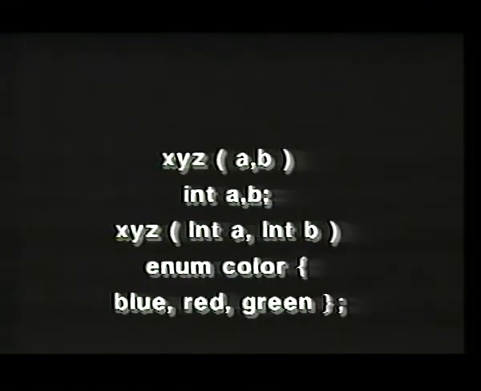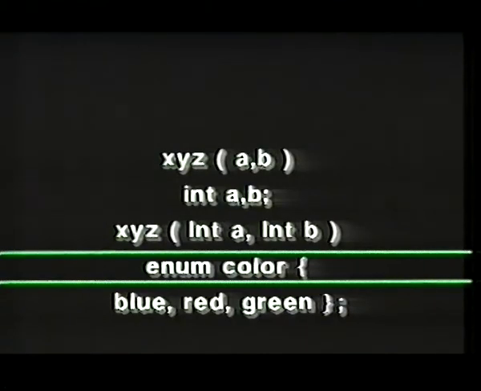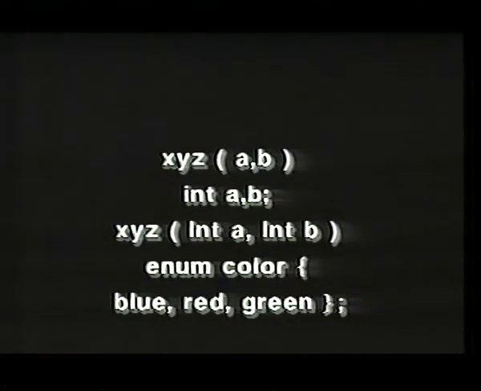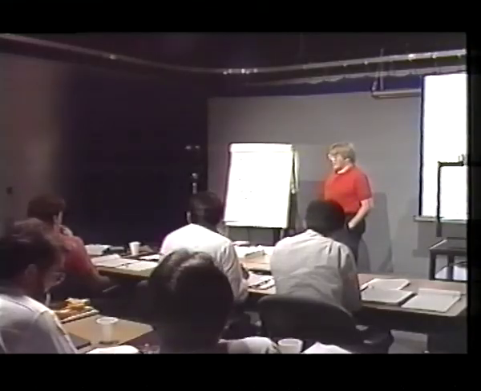Enumerated data type is something they got from Pascal. You define your own data type, in this case color, and you define blue, red, and green. If you define a data type of color, the only values it will have are blue, red, or green. Those are the only valid values it could have. This adds an extra abstraction to your algorithms, if you like.